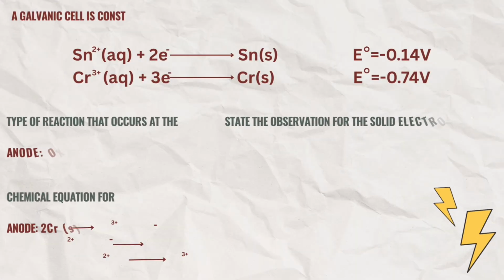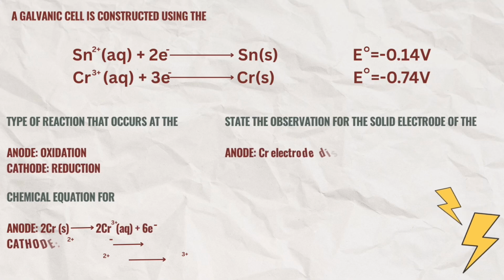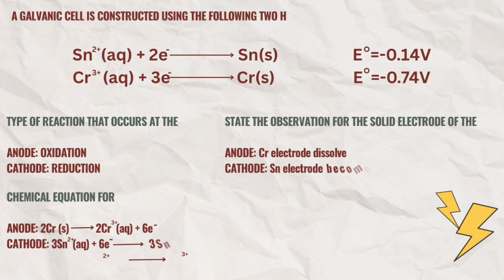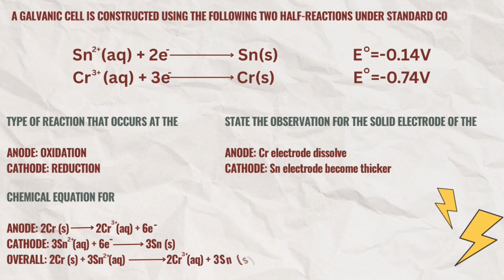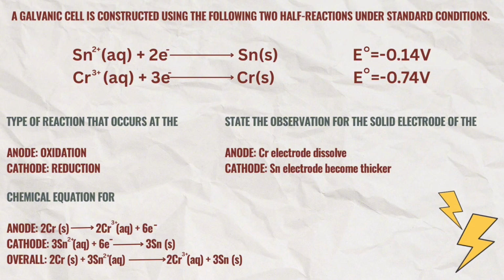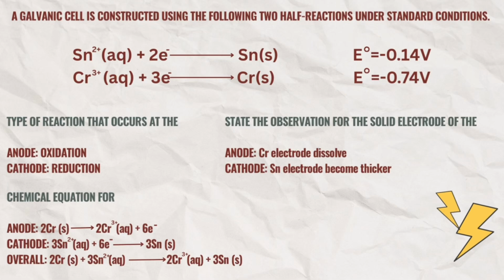Hi everyone. In this presentation, I will explain a galvanic cell constructed under standard conditions using tin and chromium half cells. A galvanic cell is constructed using two standard reduction half reactions. The first half reaction is Sn2+ (aq) plus 2 electrons producing solid tin, with a standard electrode potential of negative 0.14 volts. The second half reaction is Cr3+ (aq) plus 3 electrons producing solid chromium, with a standard electrode potential of negative 0.74 volts.